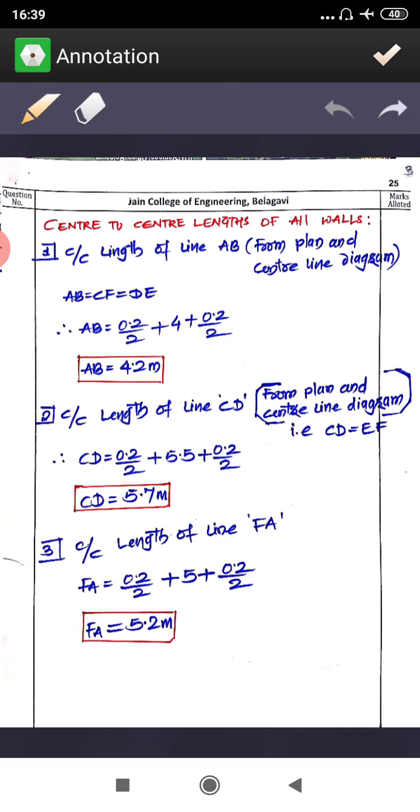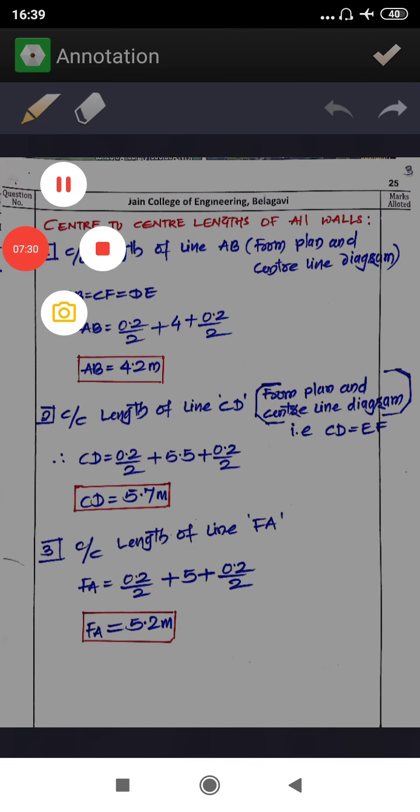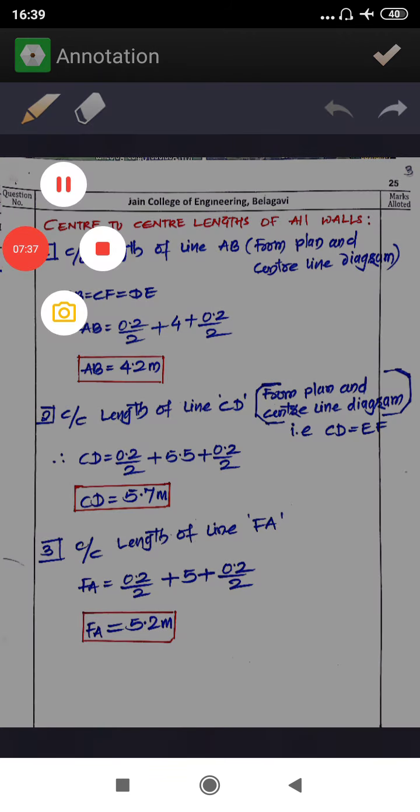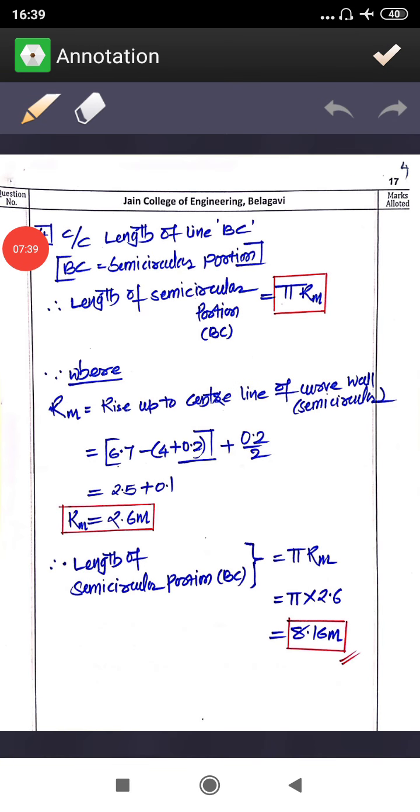The only remaining wall is now BC. We have taken AB, CD and then FA. So the remaining portion is the half semicircular portion, and we'll see how to do that calculation. The last length which remains is BC. BC is the center line of the semicircular portion.